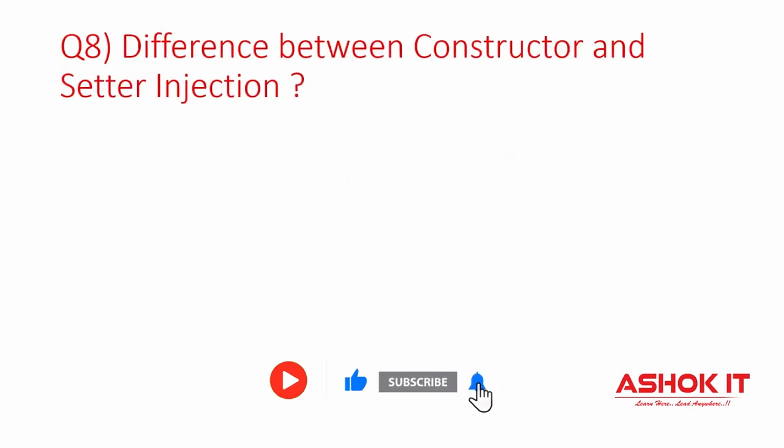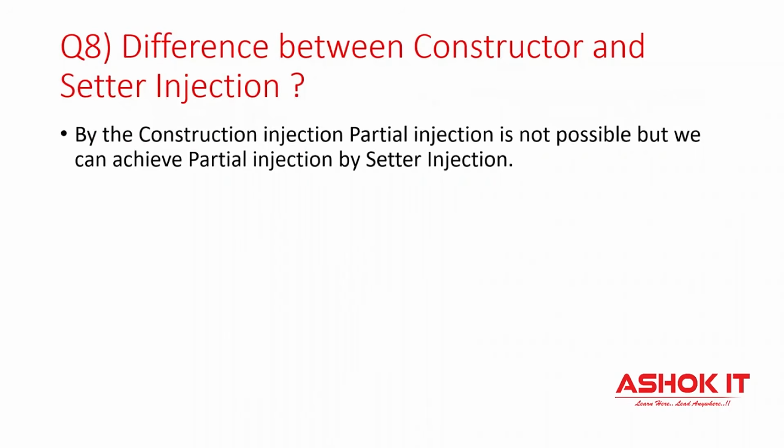Question number 8. The difference between constructor and setter injection. It is also one of the most asked interview questions. If you look at the differences, if a class has 4 variables and there is a constructor for those variables, then at the time of creating the object, we need to pass all the variables. But setter is not like that. You can set only 2 variables and ignore the rest. That is called partial injection.